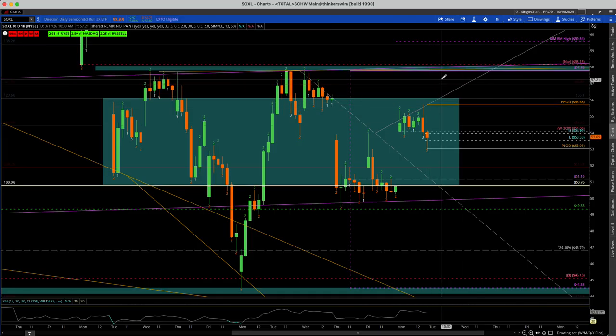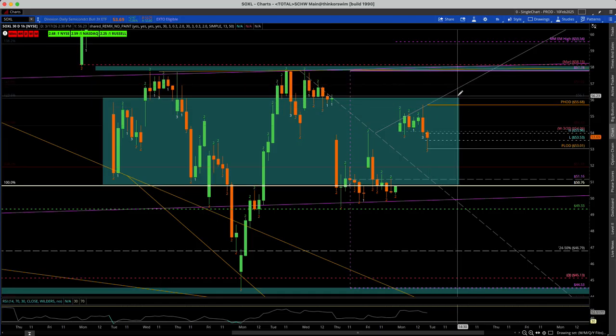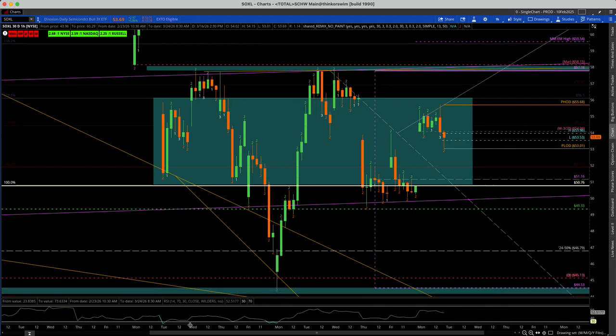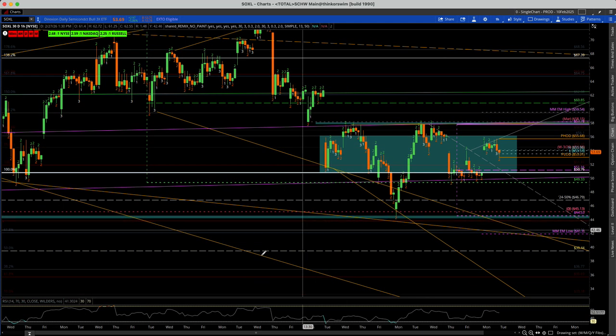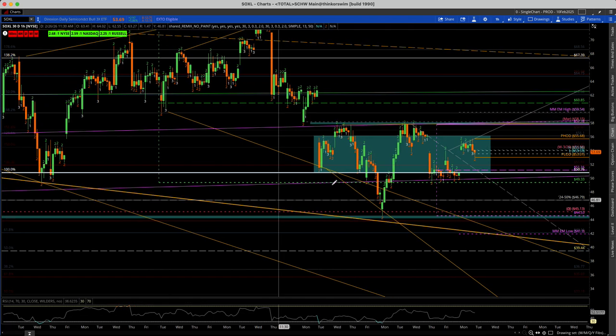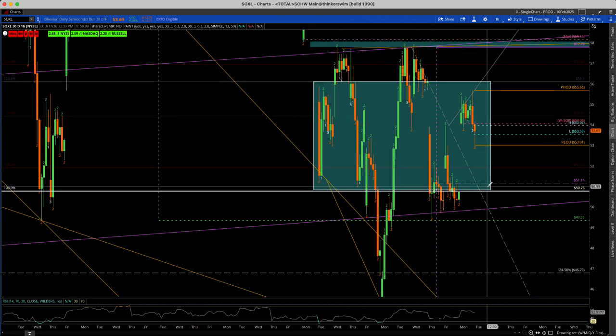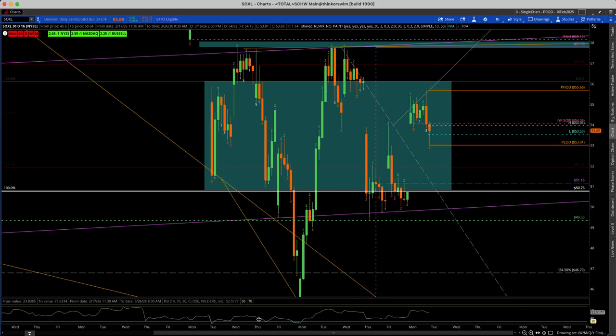If we pop up above, do we get some type of meaningful higher low above the range to continue us back up into the larger range overall, right? Or do we hit the top of that range and go back to the bottom of the range, right? That's the question at this point.